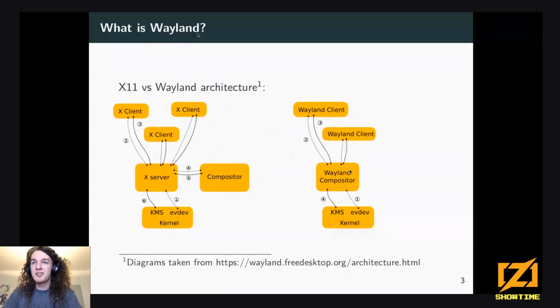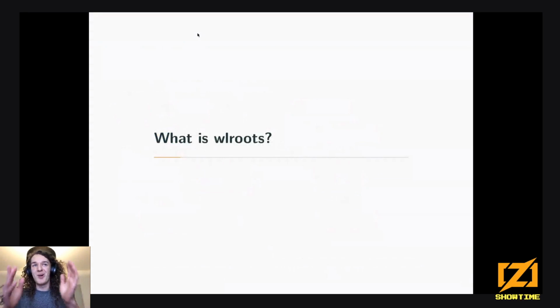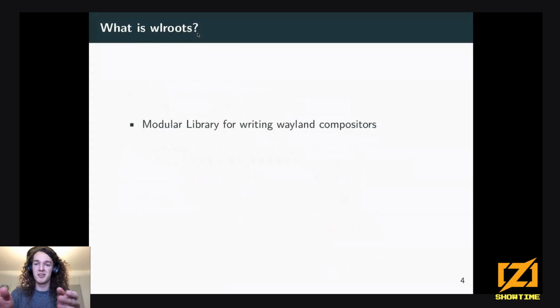However, it's obviously not very easy to write a Wayland compositor if you have to do everything at once. You don't get to rely on the X server to do the heavy lifting for you. You've got to implement everything you want in your compositor directly. Luckily there's a library called WLRoots that will help us out to do this. So what is WLRoots? It is a modular library for writing Wayland compositors. This means that you can use as much or as little of it as you want, and it will get out of your way when you want to take control.